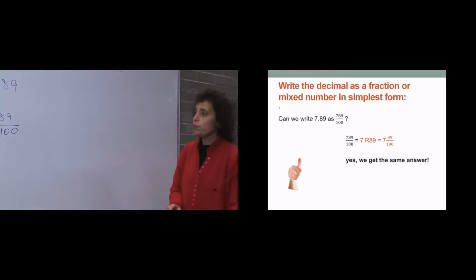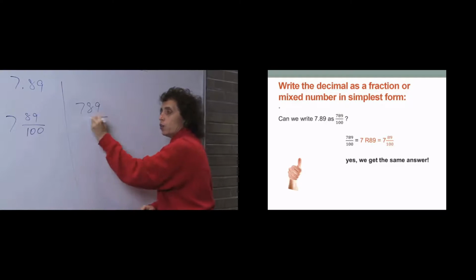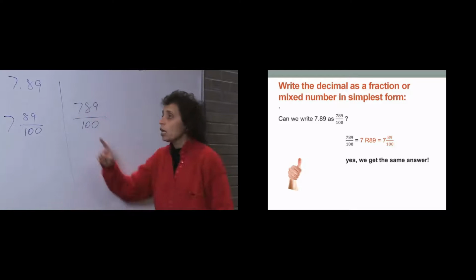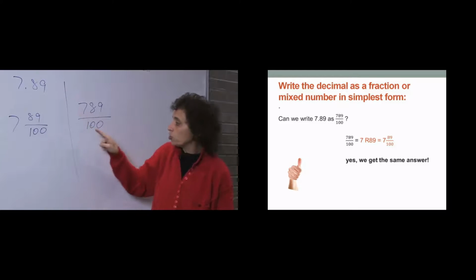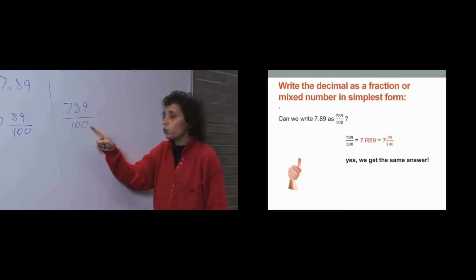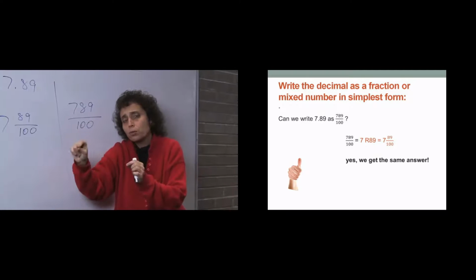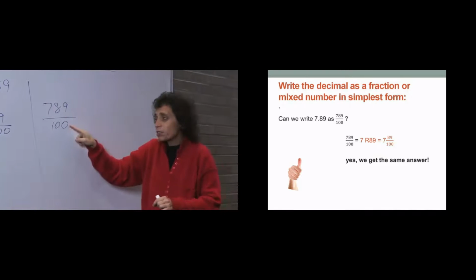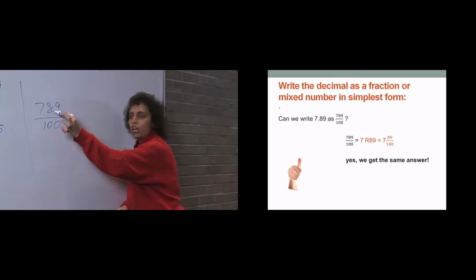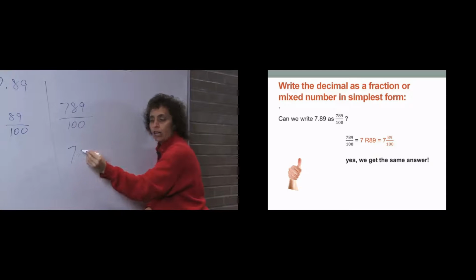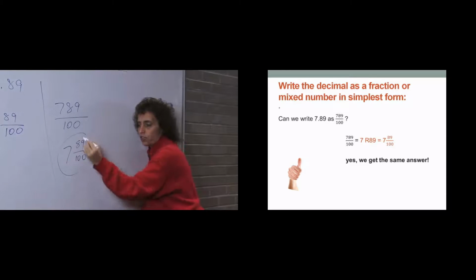That's one way to do it. Another way to do it would be this. I can go 789 over 100. Not 1,000 because there are only 2 places after the decimal point, so I still need 2 zeros. And then it says fraction or a mixed number in simplest form, which means it wants this as a mixed number. So I'd do the next step: 100 goes into 789 7 times with 89 left over, and you put that over 100. So I'd get the same answer.